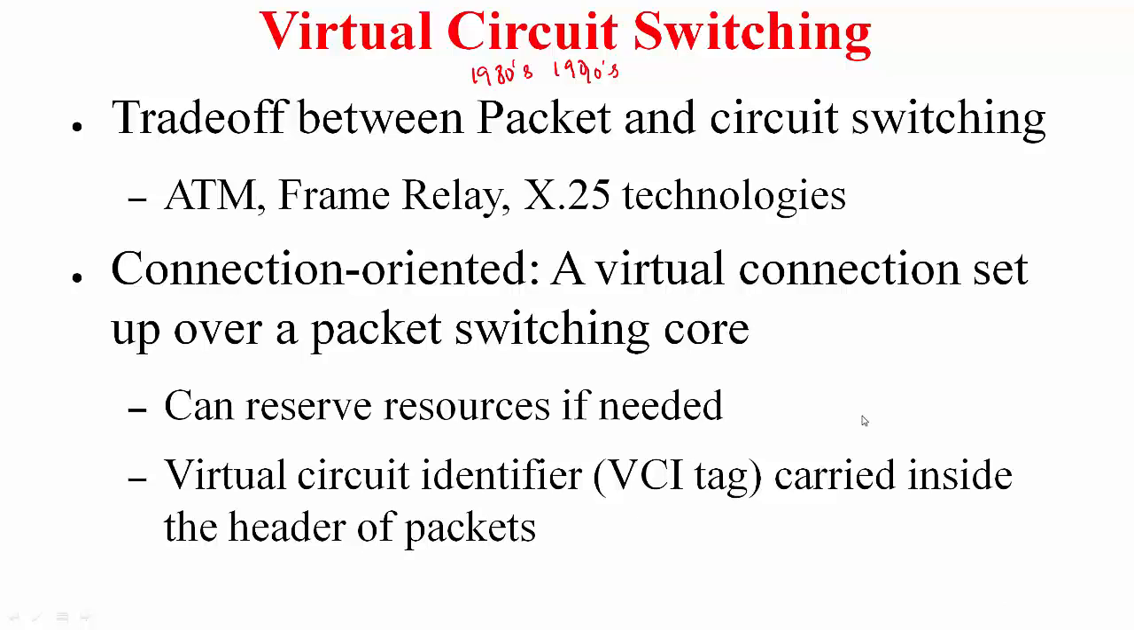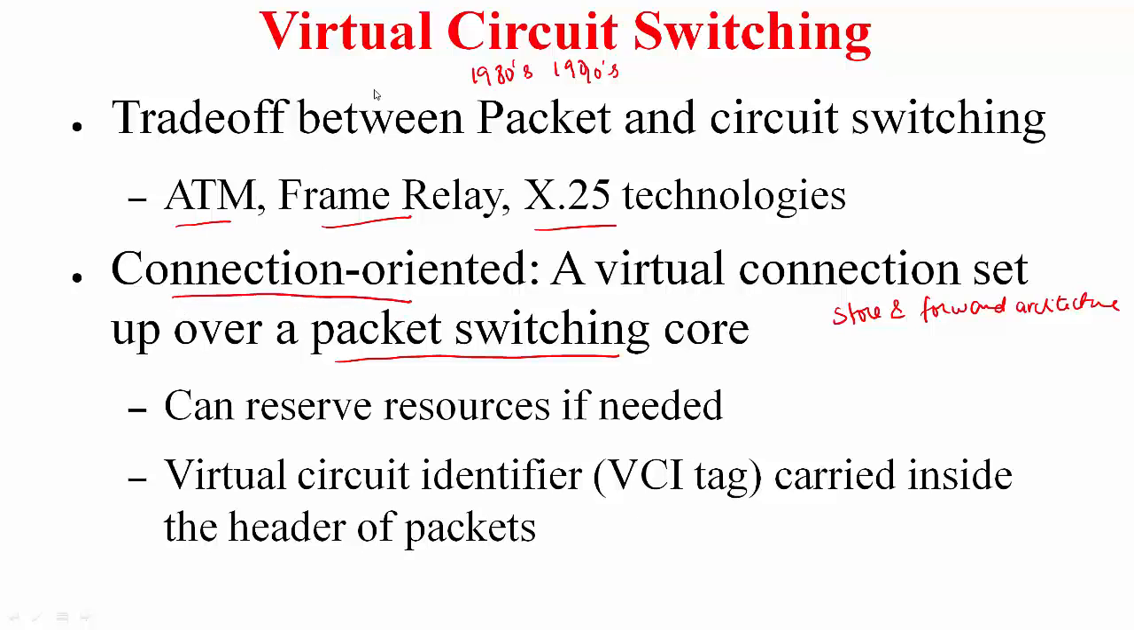So as a trade-off between datagram packet switching and pure circuit switching, virtual circuit switching was proposed. This found use in different technologies: ATM, frame relay, X.25, and so on. A point to note is that virtual circuit switching operates over a packet switching core, by which I mean underlying this is the store and forward architecture. The store and forward architecture supports applications that do not need any resource reservation. But if your application needs resource reservation, you can take a connection-oriented approach through the use of virtual circuit switching.